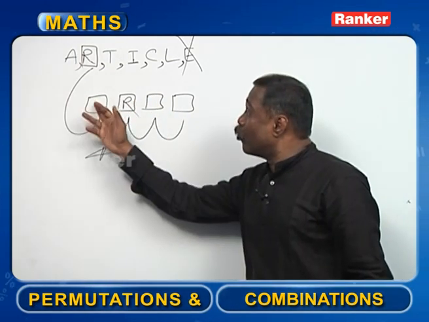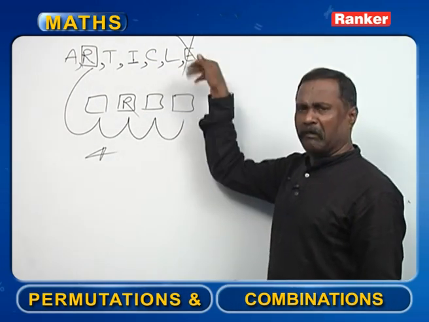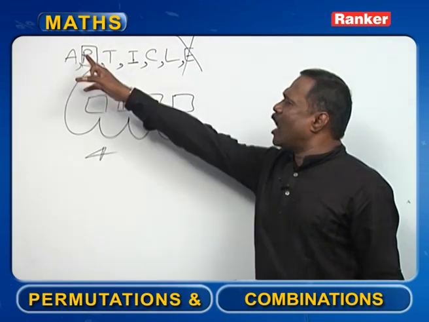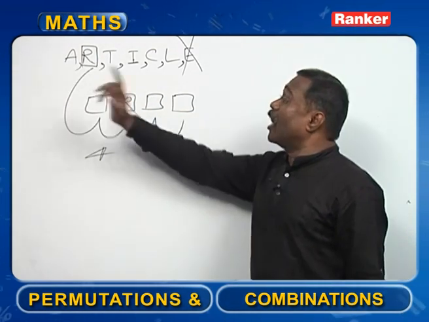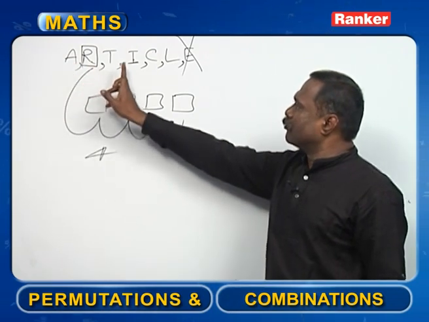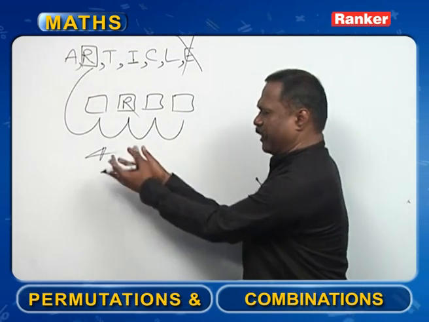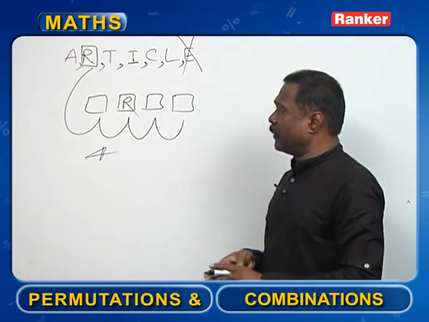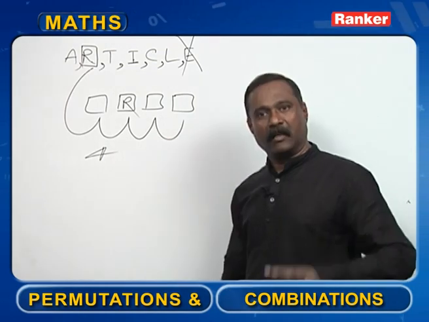And how many places are remaining? 1, 2, 3. How many letters are remaining? E removed because we don't want it, and R already placed. How many places remaining? 3 places. How many alphabets remaining? 1, 2, 3, 4, 5. 5 alphabets are remaining. So first operation is done. What is the first operation? Filling R in any one of the 4 blank places, which can be done in 4 different ways.